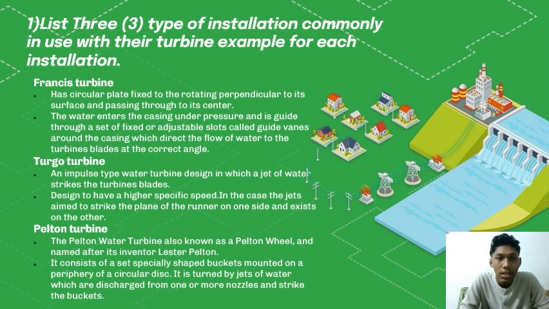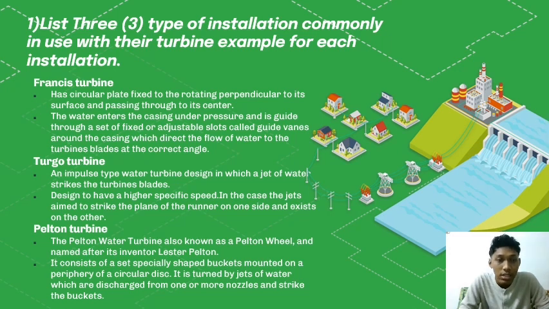It has a circular plate fixed to the rotating shaft, perpendicular to its surface and passing through its center. The water enters the casing under pressure and is guided through a set of fixed or adjustable slots called guide vanes around the casing, which direct the flow of water to the turbine blade at the correct angle.